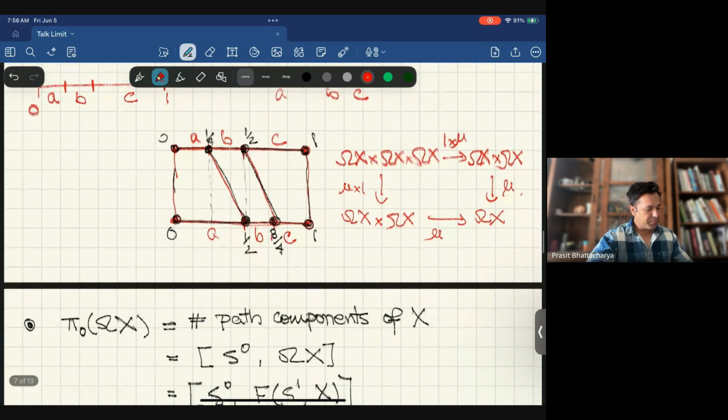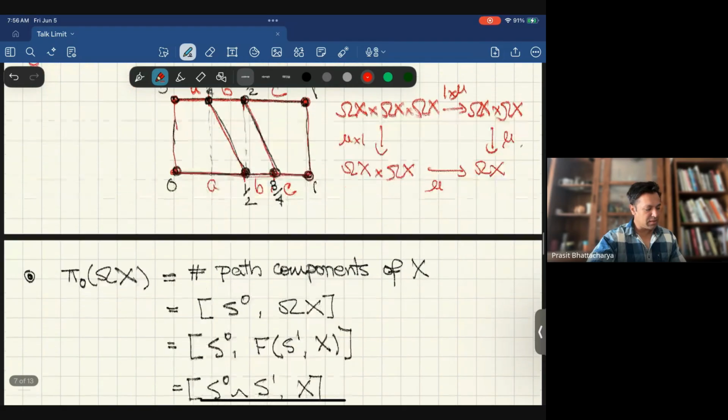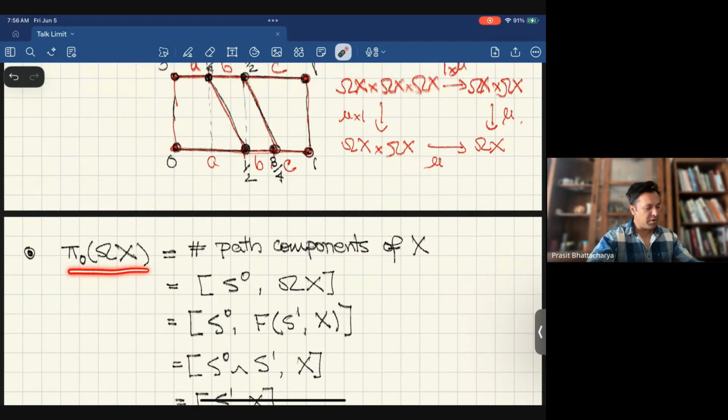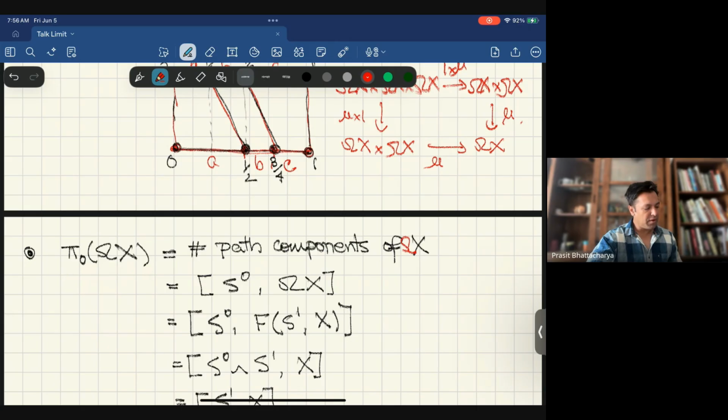So let me tell you some things about this loop space. Pi 0, or the zeroth homotopy group of any space X, is the path components of your space X. So in particular, if you are looking at pi 0 of loop of X, then you're looking at path components of loop of X.